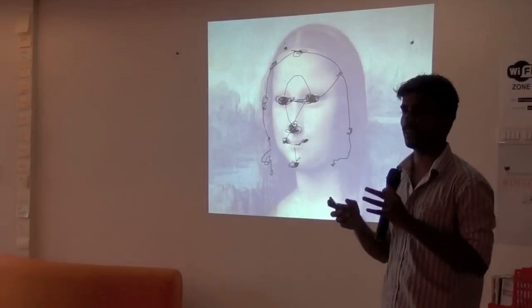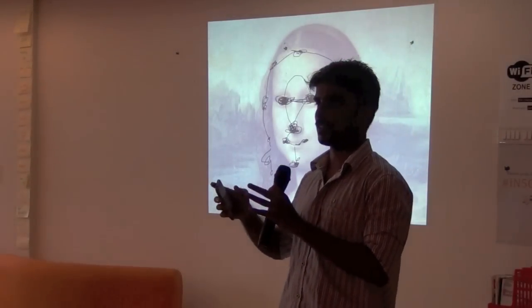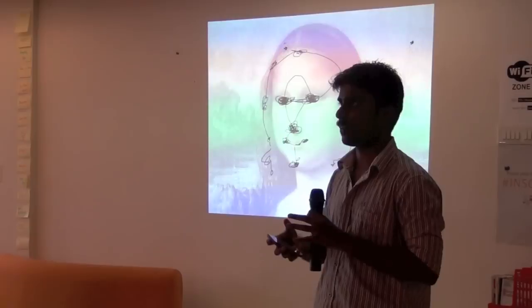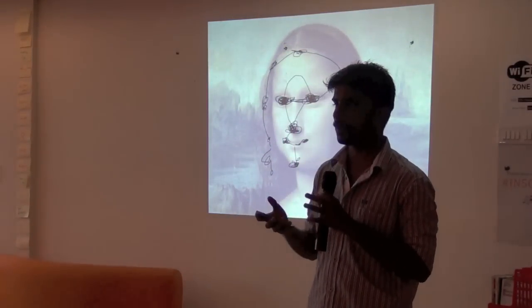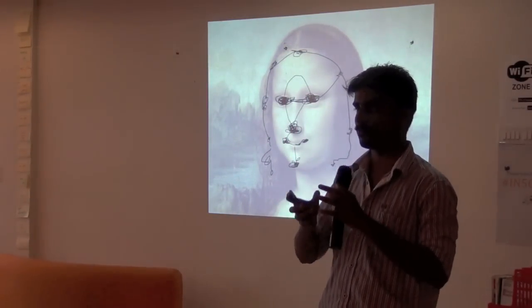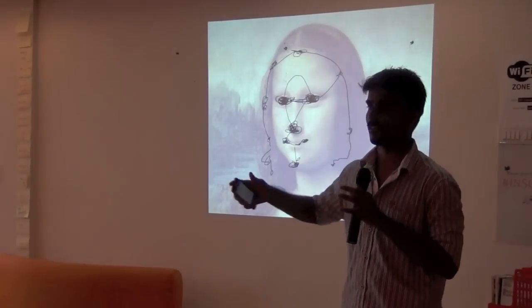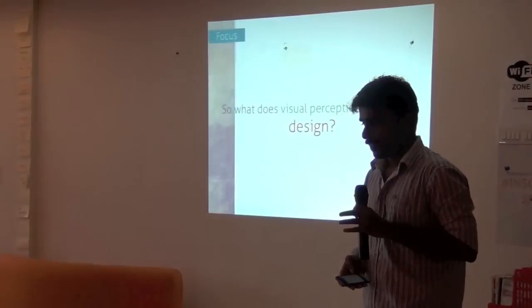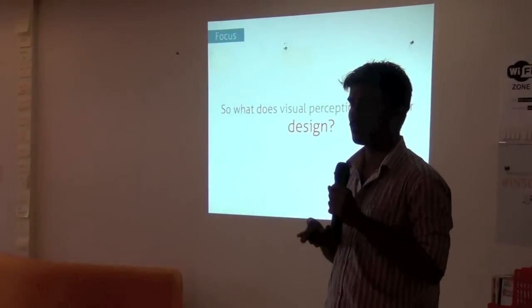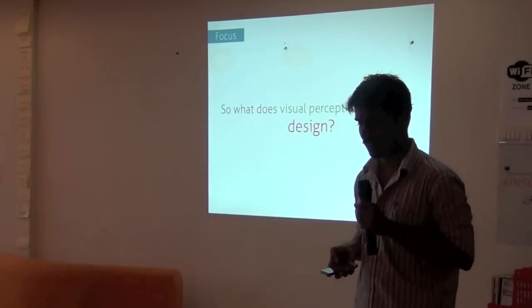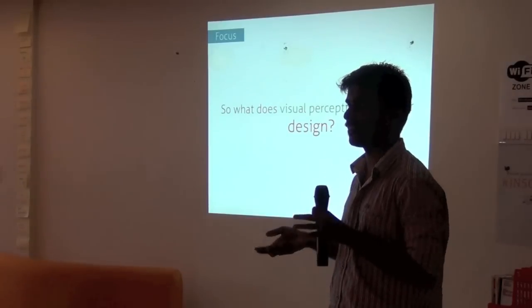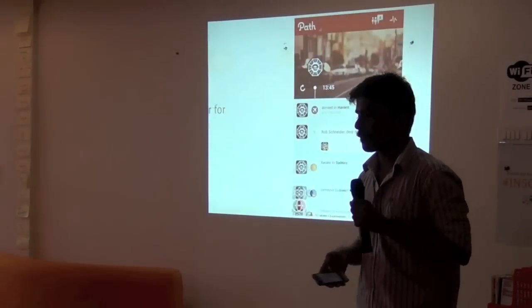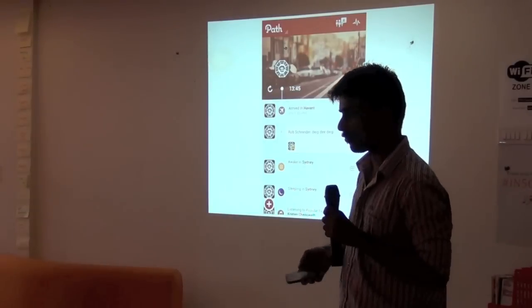So what I'm trying to say is, make the beautiful stuff prominent. Your app might not be as great as other beautiful apps, but make some elements beautiful, so that people neglect the other parts and focus on those. So what does visual perception matter for design? Does this actually come into Android? Yes, it does. So my favorite app, Path.